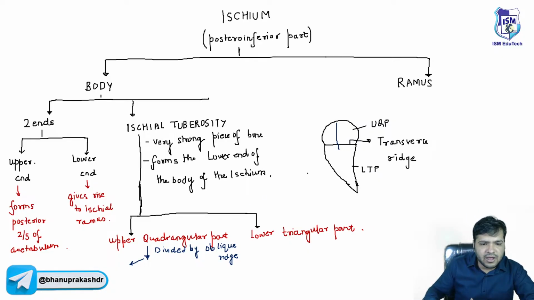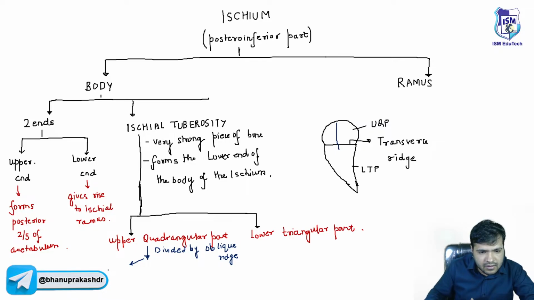Now it is divided by an oblique ridge. It is the upper quadrangular part. Yes, it is divided by an oblique ridge. Yeah, upper lateral area.